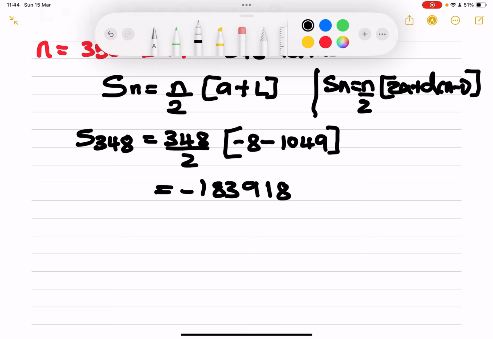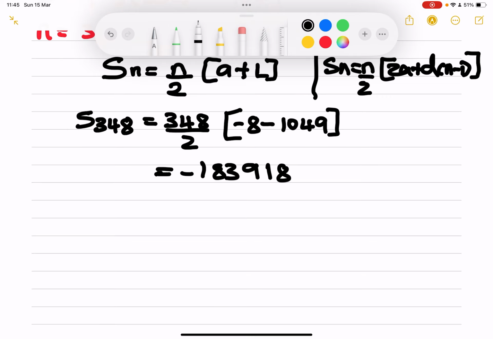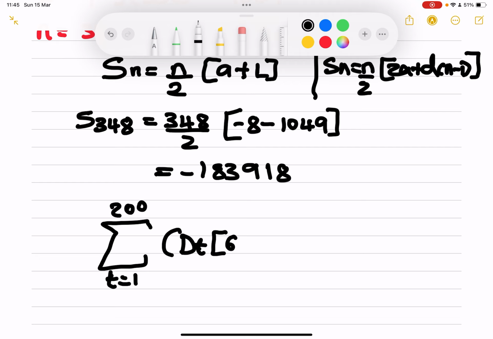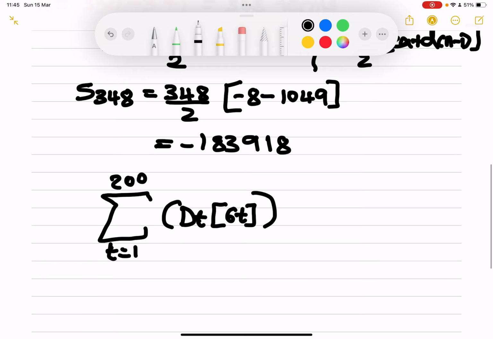We have crushed the first half. Now let's park that number and look at the second half. The second half, or the second sigma, is given by this. We have t equals 1, here we have 200, we have d/dt of 6t there, right? This notation scares a lot of students, but it's actually a gift.